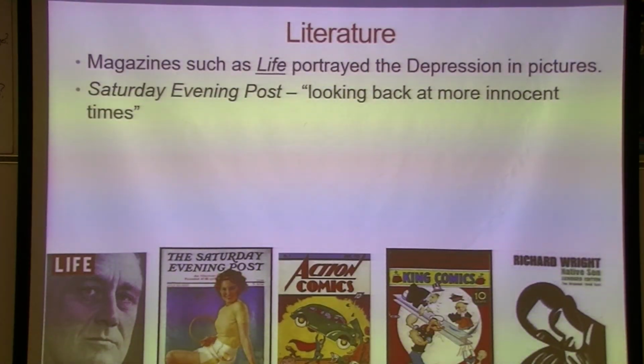For literature, we're going to have two different things. We're going to have both fantasy and realism in here. So for magazines, two magazines that take off and are the biggest in the 1930s are Life and the Saturday Evening Post. Now, Life is about life. This magazine didn't have many written stories. It was more pictures and showing life in that way.